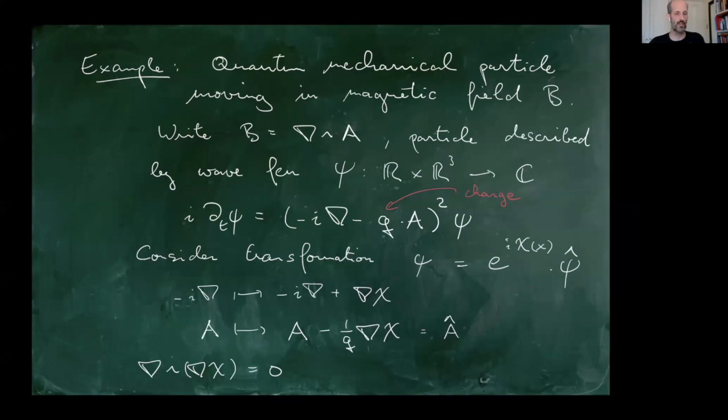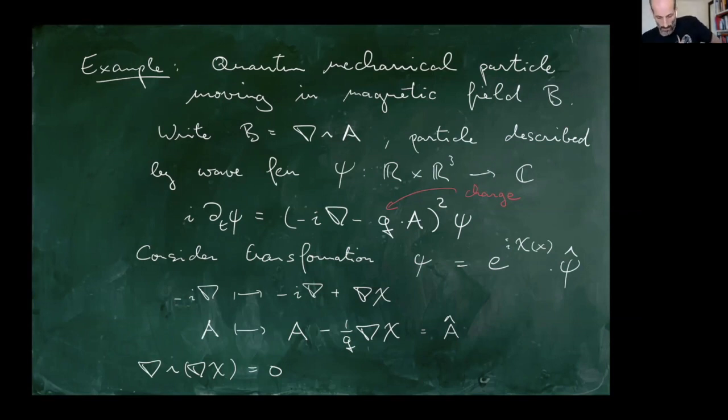So what you see here is that the physics actually doesn't change at all, or at least it appears not to change at all. If I believe that the magnetic field is the physical measurable object, then it appears that nothing has changed. If I believe that you can actually measure the vector potential A, then something has changed, because I had to change the A.